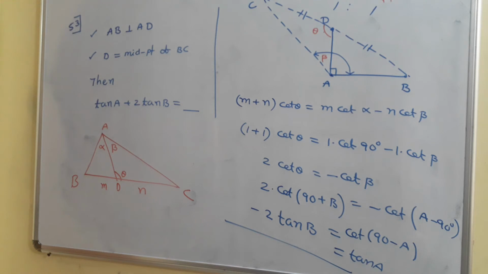Okay, just have a look at this. Just by using the MN theorem, it is very easy to find the value of tan A plus 2 tan B as 0 for the given problem. Have a look.